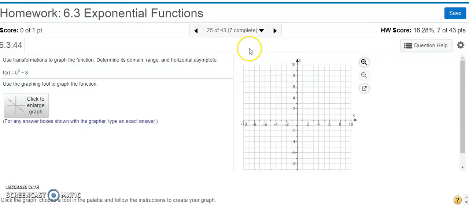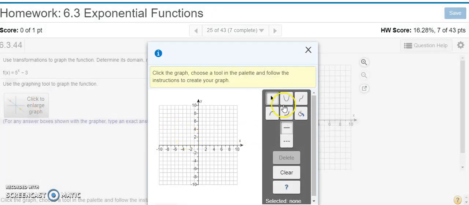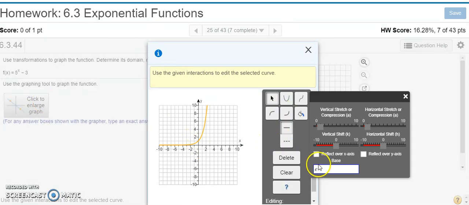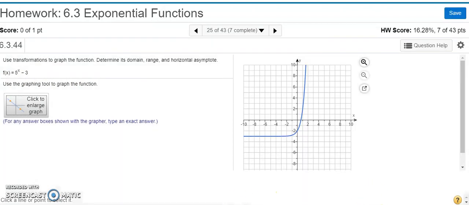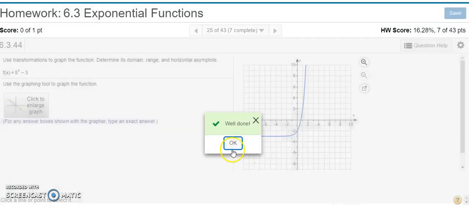And I think we have time for one more. This is number 25 now. Using transformations again, this one is very similar to the last one. We're going to grab our exponential function tool and open it up. Remember to change your base to match the base of your problem. In our case, it is 5. And the vertical shift this time is going down 3 units, so everything moves down 3. Let's save it and submit our answer.